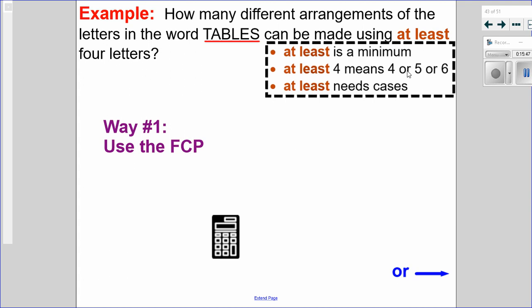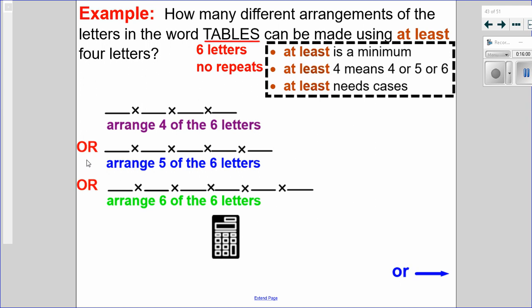So that could be 4 or 5 or 6 letters. So at least really needs cases. Now, tables, there are 6 letters. There are no repeats. That's really important to note. So the first way we're going to do this is with fundamental counting principle.